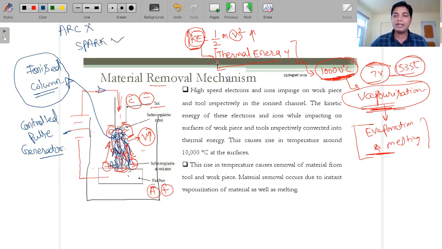Once the spark is generated, the electrons impinging over the workpiece surface, or the positive ions impinging over the tool surface, start removing the material. But if this spark continues, it will form an arc. We do not want the formation of an arc, so we have to cut the current that we are supplying. That's why we are using this controlled pulse generator.